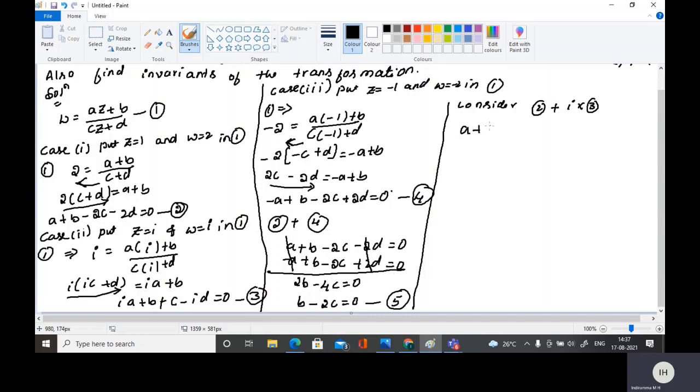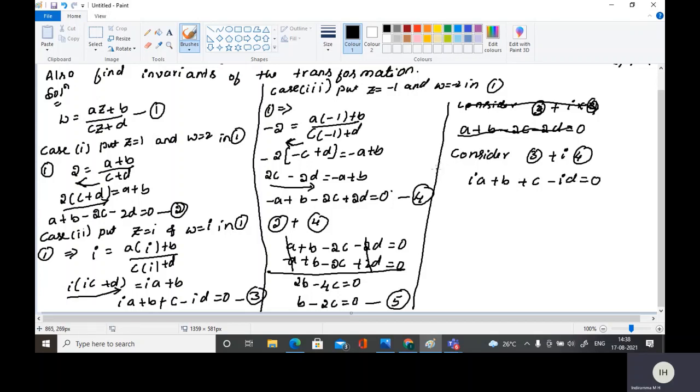Equation 2 is a plus b minus 2c minus 2d equal to 0. Multiply equation 3 with i. Sorry, equation 3 plus i times equation 4. So one minute. Consider equation 3 plus i into equation 4. What is equation 3? Equation 3 is ia plus b plus c minus id is equal to 0. Next multiply i with equation 4: minus ia plus ib minus 2ic plus 2id is equal to 0.